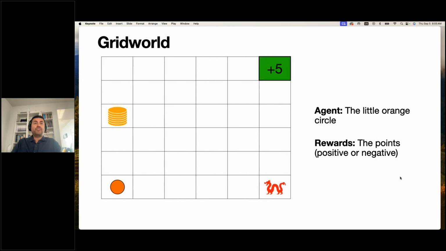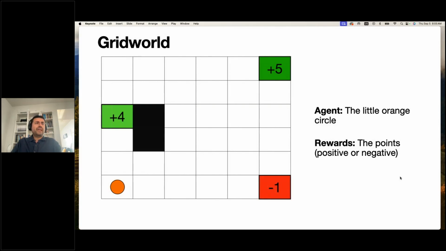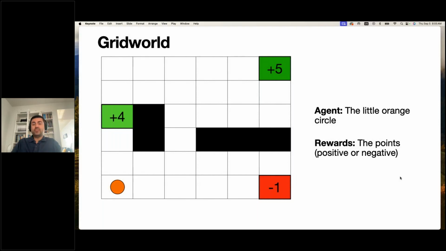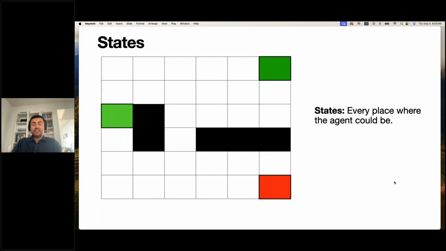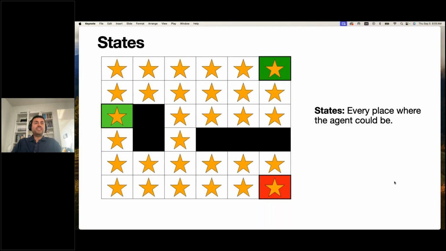And let's say that we have points. So this money is +5, this money is +4, and the dragon is -1 because I don't want to get killed. So I have some barriers here that I cannot cross. And the idea is to walk around the grid, to tell the agent how to walk and to get as many points as possible. So here I got 4 points, but the idea is to hopefully get +5. So there are something called states, which is every single place where the agent could be. So it could be in the dragon, in the money, or anywhere else around, except for the barriers.